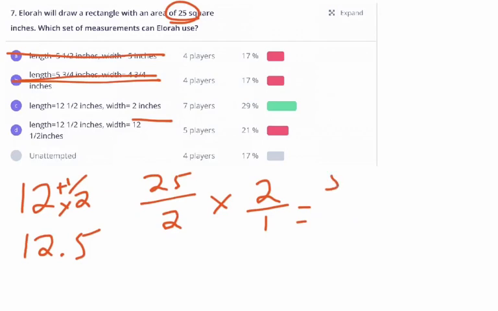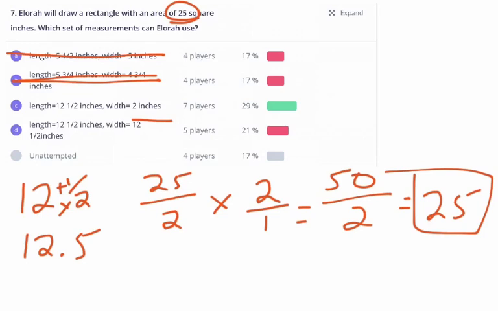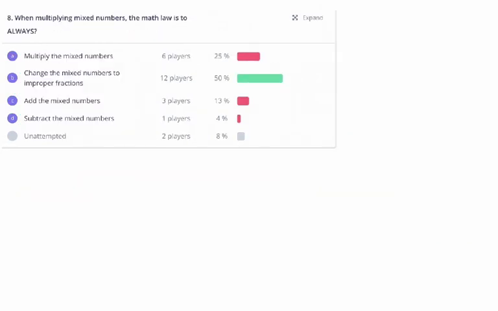25 times 2 is 50. 2 times 1 is 2. Then if we do 50 divided by 2, we get 25. So ding, ding, ding. Okay, that is going to be our answer. Okay, this one would help us with the one that we just did.